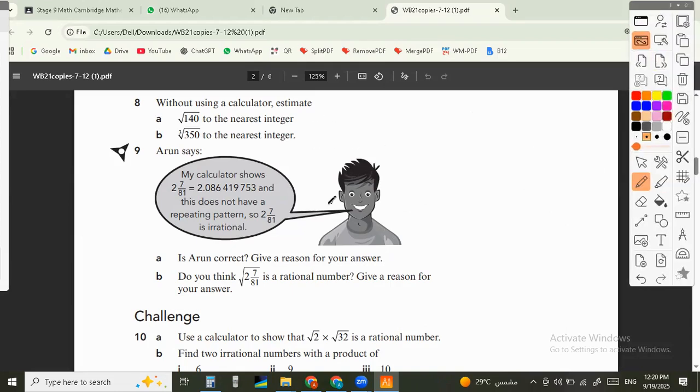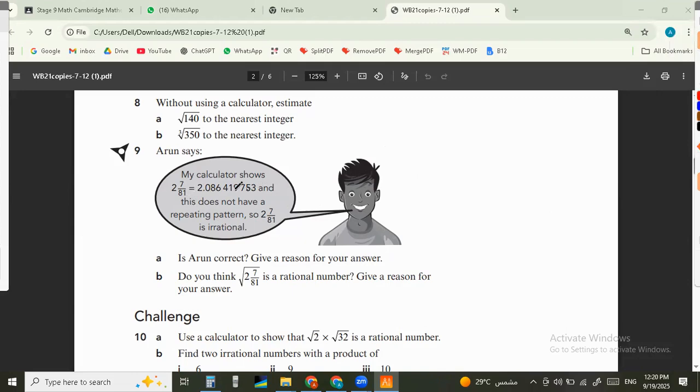All right, next. Aaron says, my calculator shows 2 and 7 over 81 is the same as this, and this does not have a repeating pattern. So 2 and 7 over 81 is irrational. Unfortunately, Aaron is not correct. No, he is not correct. Why? For two reasons. The first reason is 2 and 7 over 81 can be written as a fraction. It is already a fraction. So it is definitely rational.